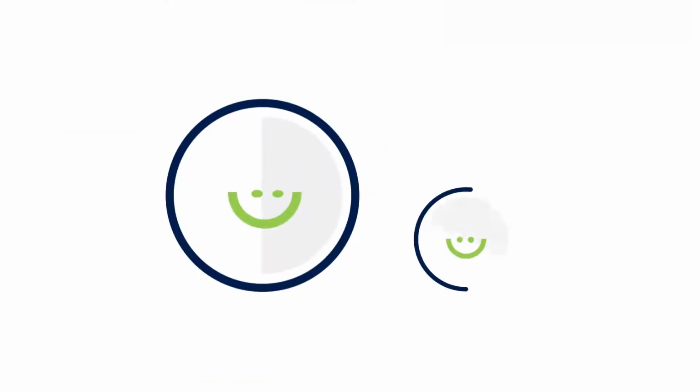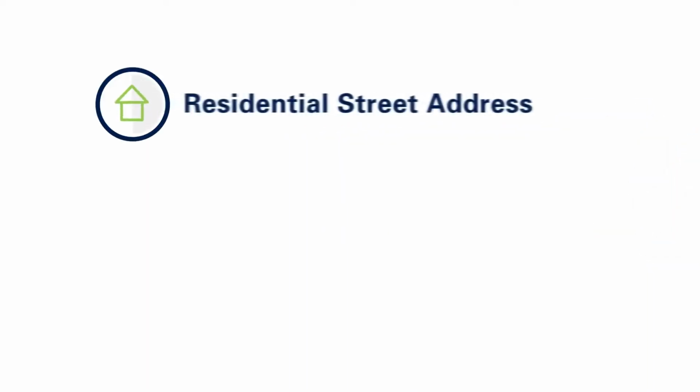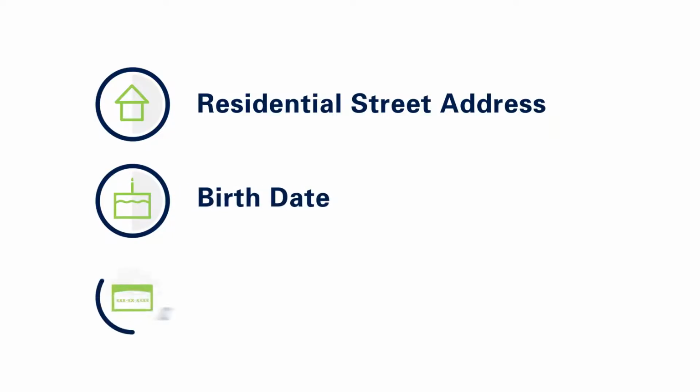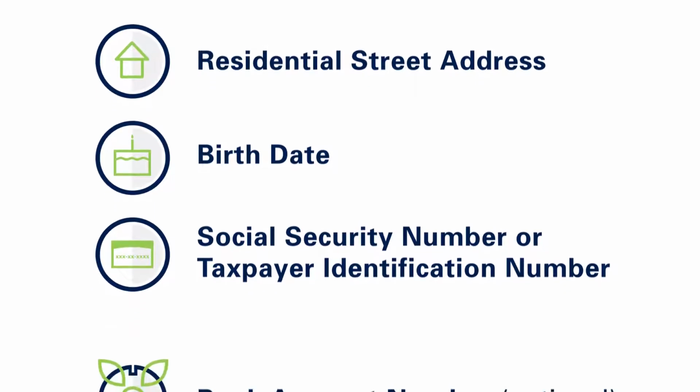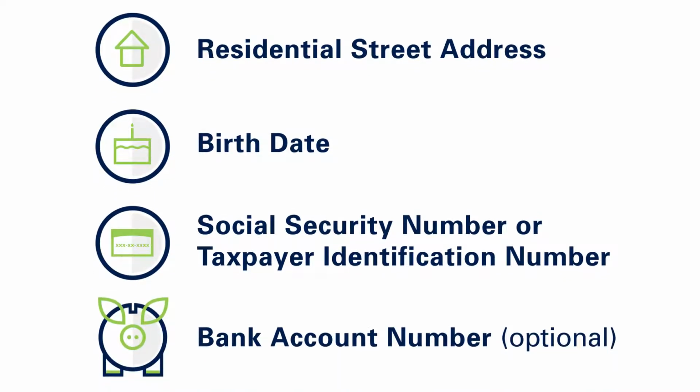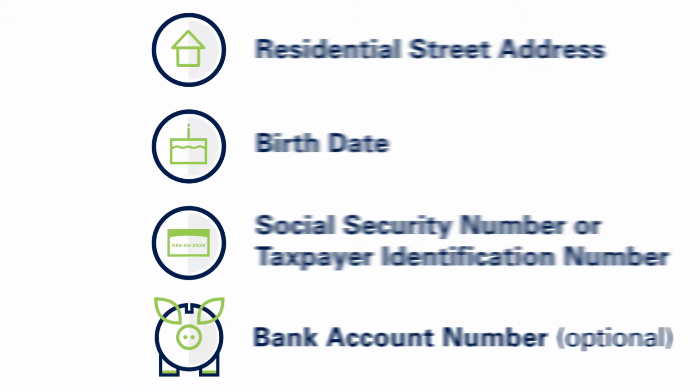In addition, if an adult is opening an account for a minor, the following information is needed for both parties: residential street address, birth date, Social Security or taxpayer identification number. While it's not required now, you may want to have the contributor's personal bank account number, which is used to pre-schedule contributions into your Enable Alabama account.